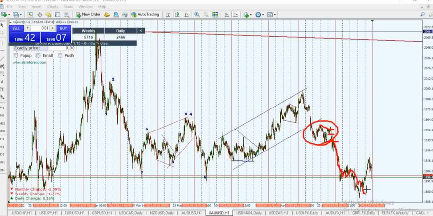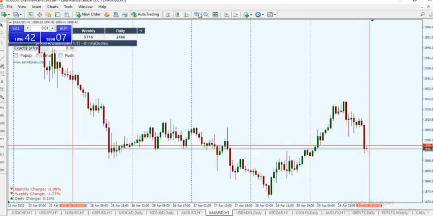Do we have another value structure? Yeah, we might just have a value structure. So possibly this contraction here could also play out and finish nicely, so price could also continue going down. It's one to look out for ahead of the next trading week. There's also a great deal of possibility that price could continue going down.